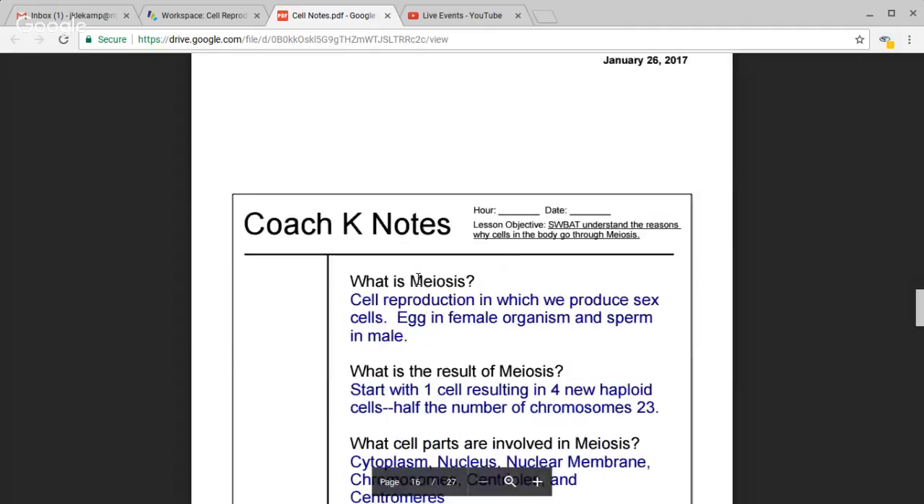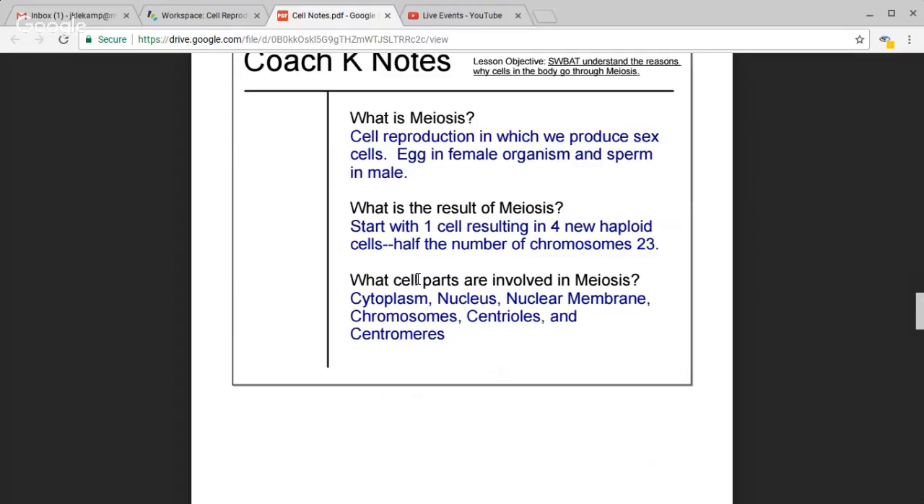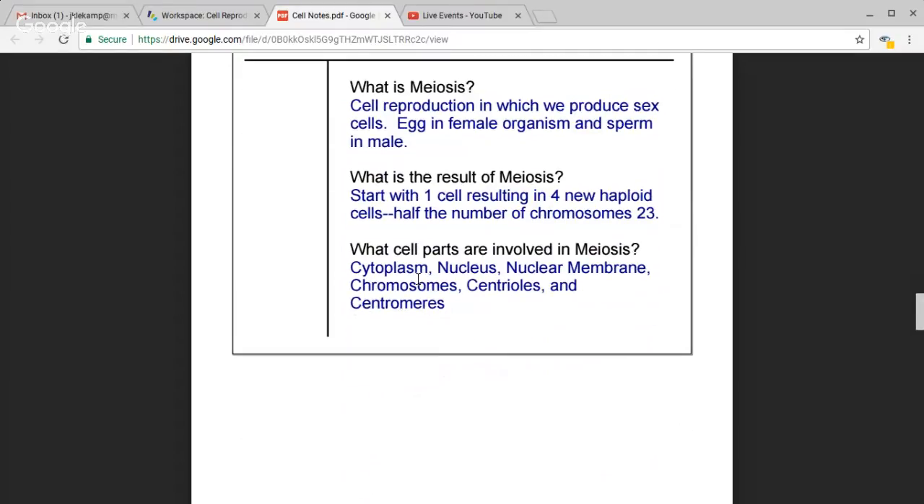Now, meiosis is how we reproduce our sex cells. So an egg cell in the female and a sperm cell in the male. What we do is we start with one cell and it results in 4 what we call haploid cells, or cells that have half the number of chromosomes. Remember, diploid for a full set, haploid for half of the chromosomes.